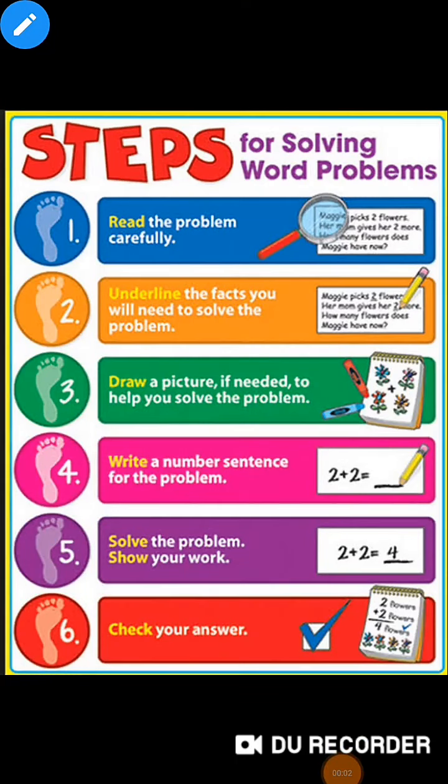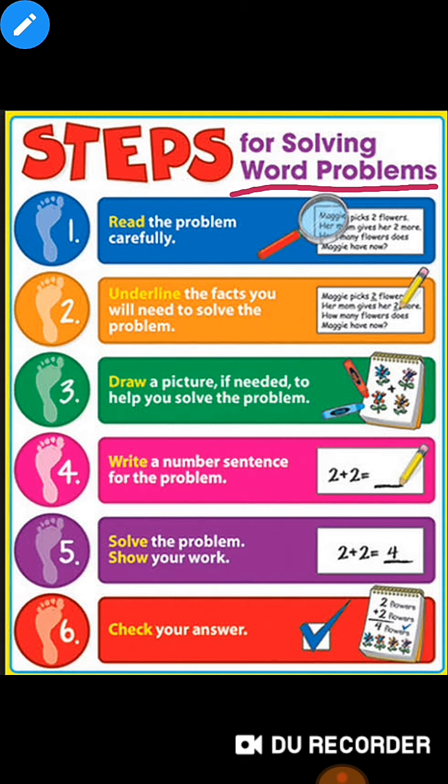Good morning, children. In our previous videos, we have dealt with the basic operations on integers like addition, subtraction, multiplication, and division, along with the combined operations of BODMAS. Now, today, we are going to understand word problems. For this, I am going to give you a few steps for solving word problems.